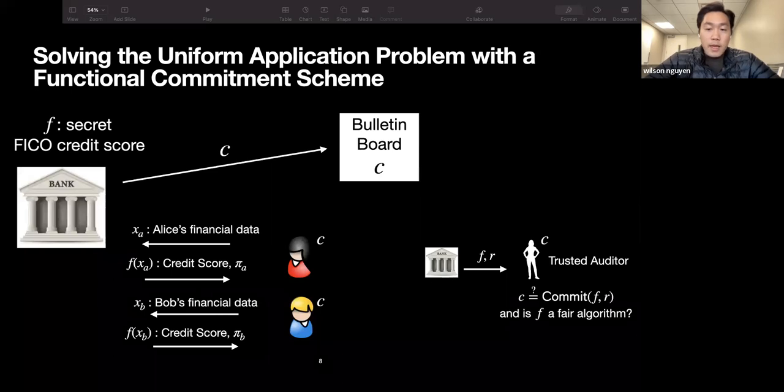And is F a fair algorithm for some notion of fairness? Maybe it could be, is this algorithm legal? But this is based upon the regulatory rules of the auditor. And then they can sign the commitment and post it to the public bulletin board so that Alice, Bob, and other customers are able to at least have some sense of trust that the credit scoring algorithm used is fair in some sense.